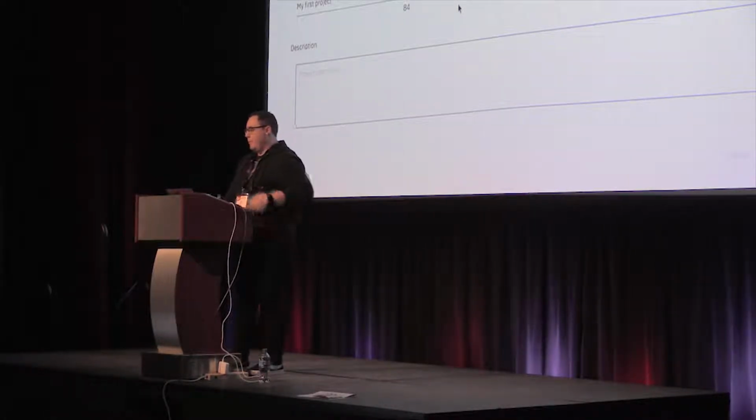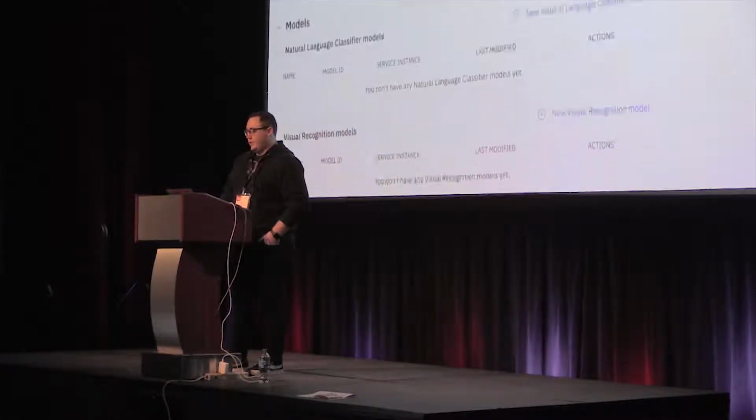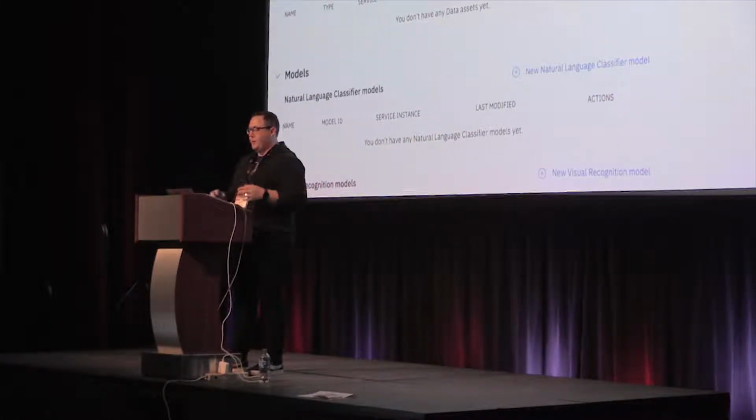Now, the second tab that I mentioned, which is kind of the most important part of Watson Studio, is the Assets tab. So if we go in there, we can see right now there's nothing, but this is where all of our data will live, our models will live. So you'll see that our data assets are empty right now.